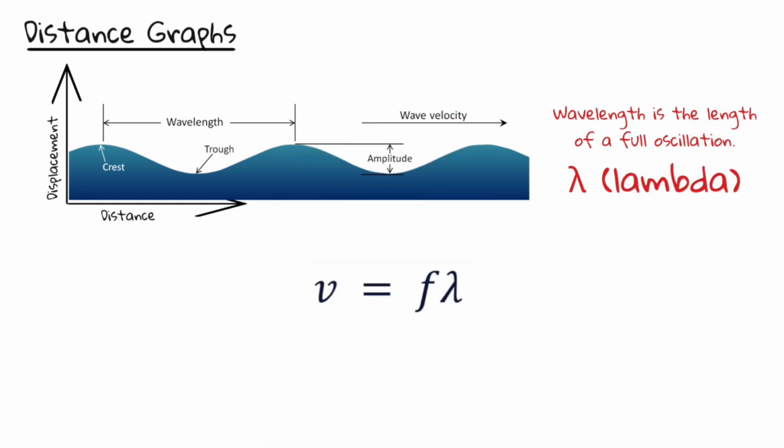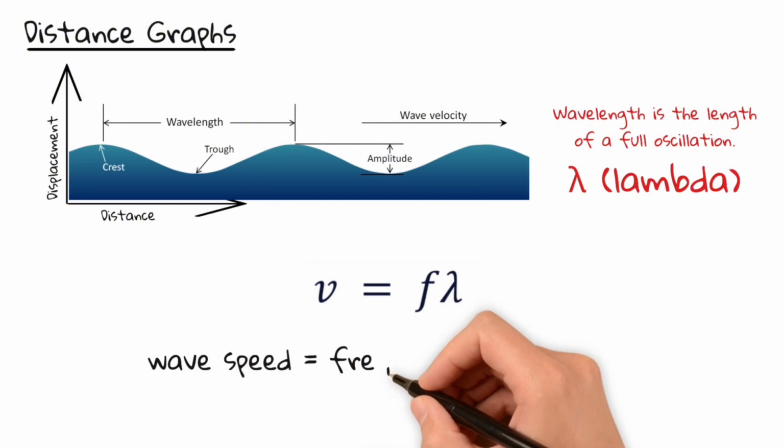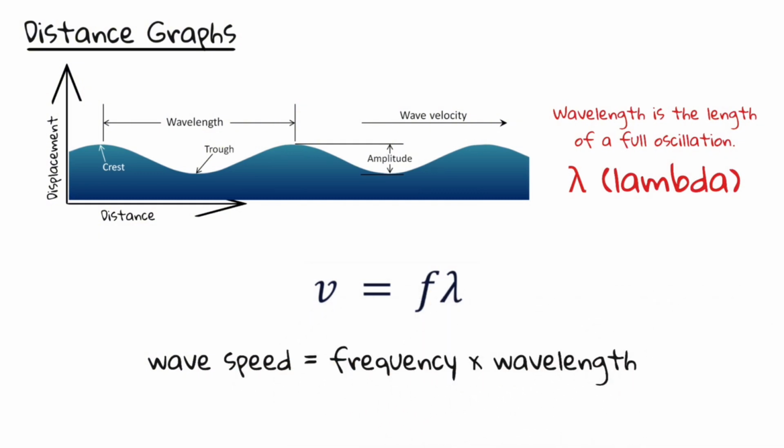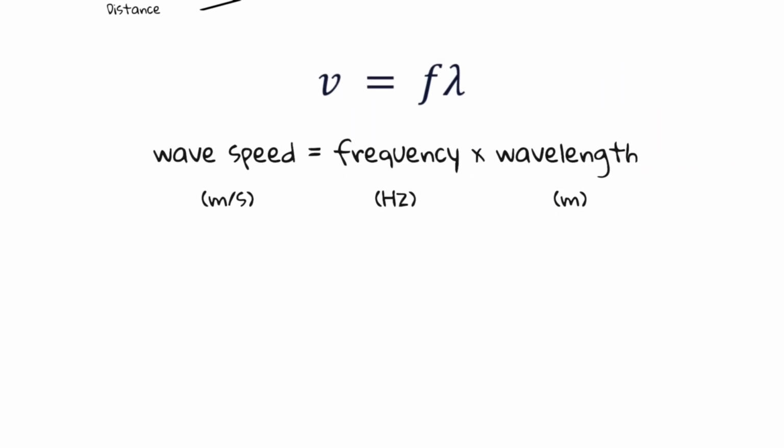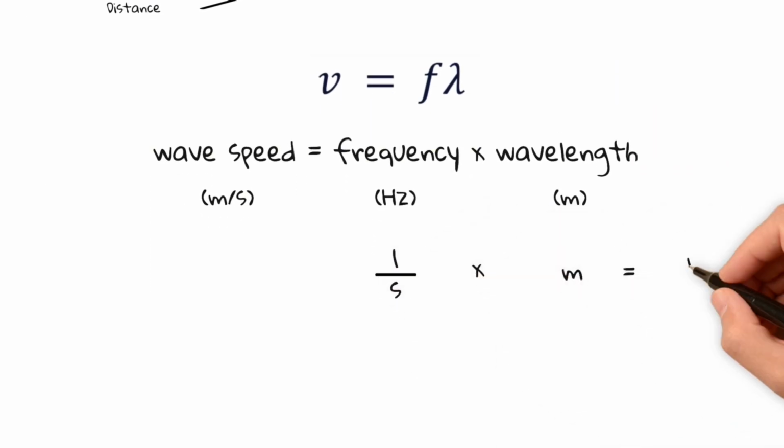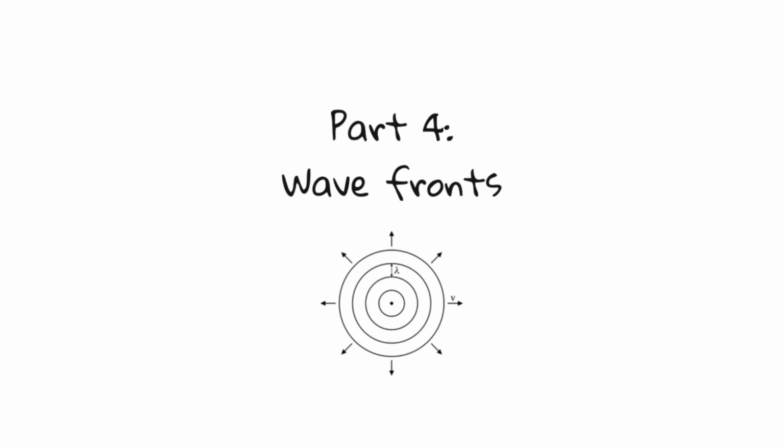We can now use the wave speed formula. Speed is frequency times wavelength, where speed is in meters per second, frequency is in hertz, and wavelength is in meters. Let's also check the units. Hertz is 1/second, and when multiplied by meters, we get meters per second. Perfect. Let's now view the wave from top down.